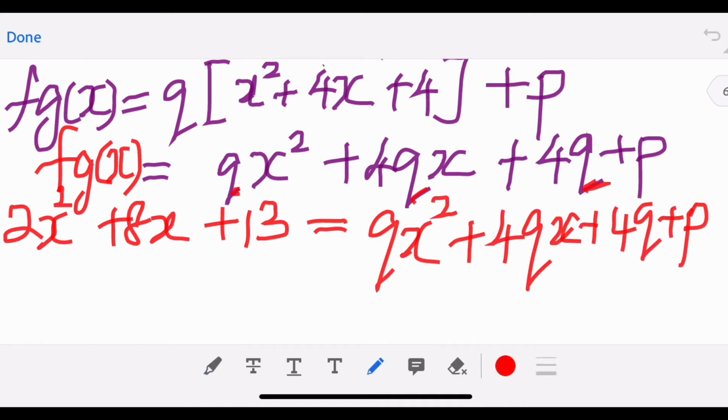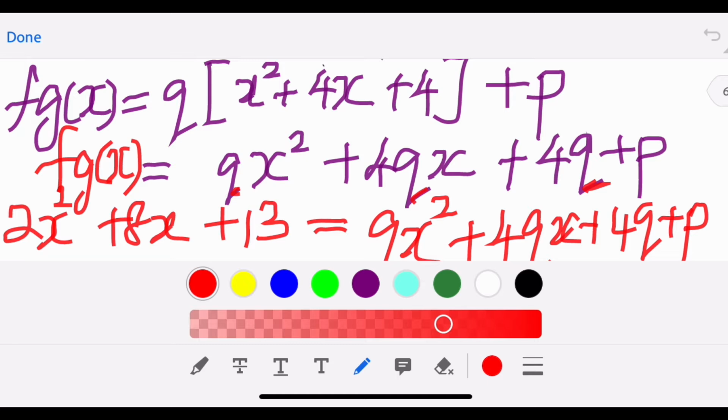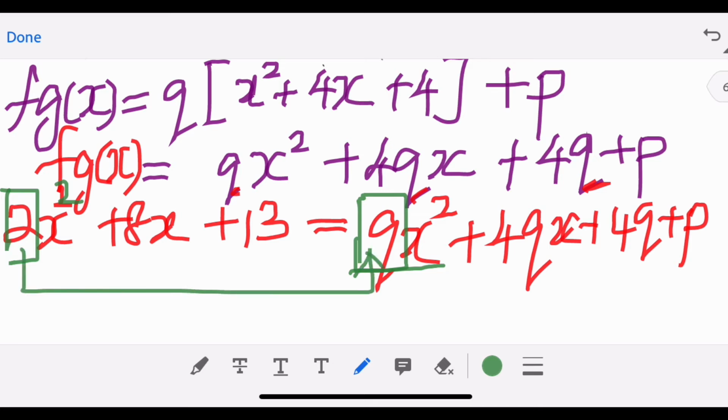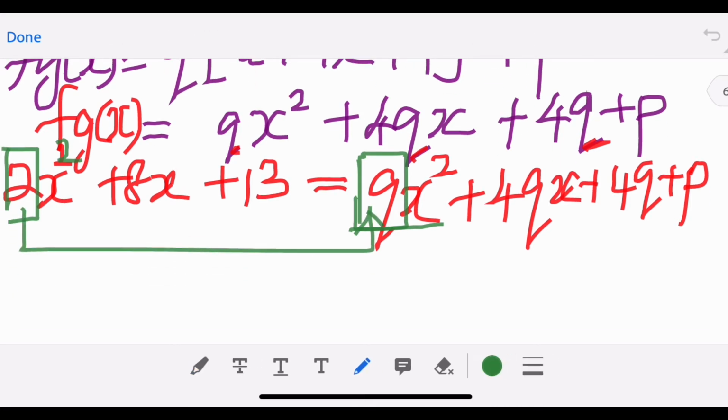Now you've got a highlighter, right? You can use a highlighter to highlight. Okay, since these two are the same, that means I actually focus on the coefficient of the x squared. This is square, right? So that means I will do comparison. I can say q is equal to 2, right?